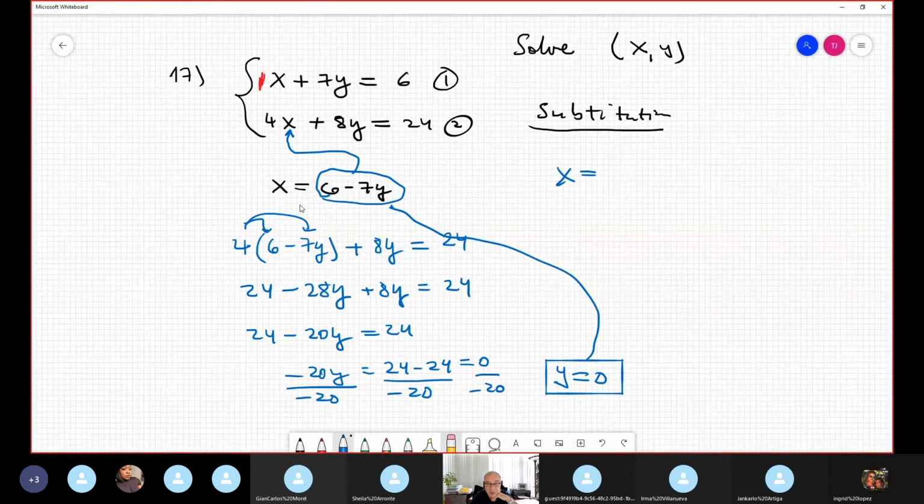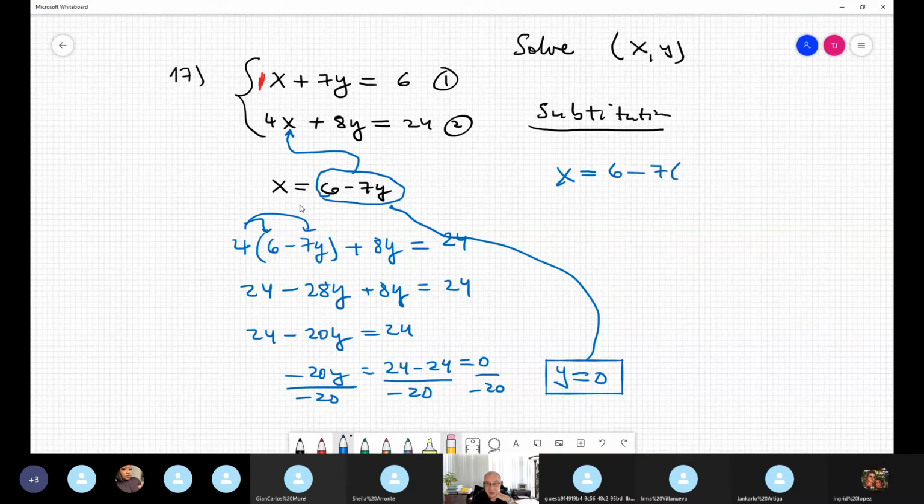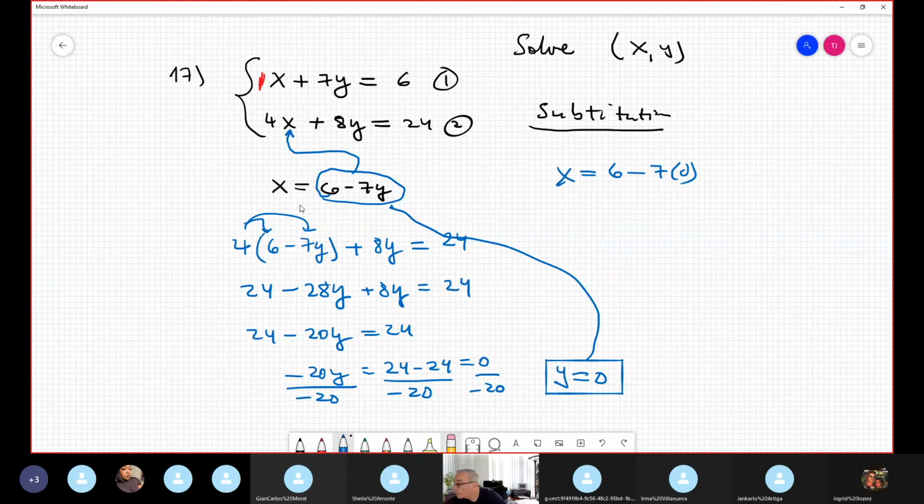Okay, x is equal to 6 minus 7 times 0. It's obvious that 7 times 0 is 0. The answer is 6, and the solution is the ordered pair (6, 0). End of the story.